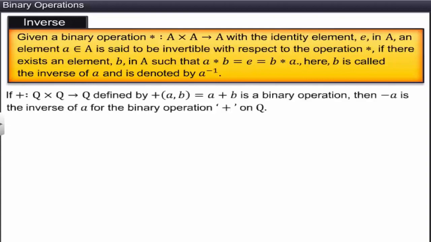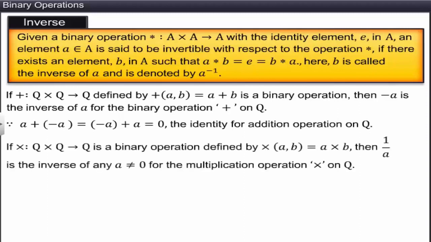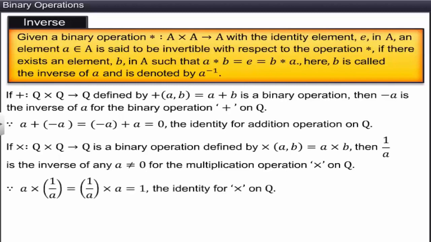If we again consider the addition operation on Q, then minus A is the inverse of A for the binary operation plus on Q. This is because A plus (minus A) is equal to minus A plus A is equal to 0, which is the identity for the addition operation on Q. Similarly, if we consider the multiplication operation on Q, then 1 upon A is the multiplicative inverse of A for the binary operation into on Q. This is because A into 1 upon A is equal to 1 upon A into A is equal to 1, which is the identity for the multiplication operation on Q.